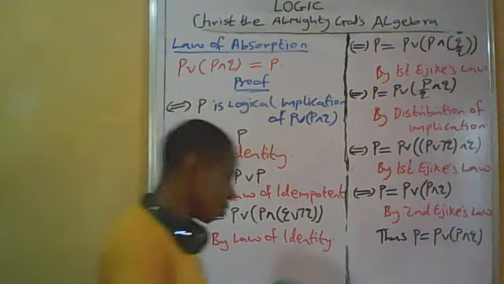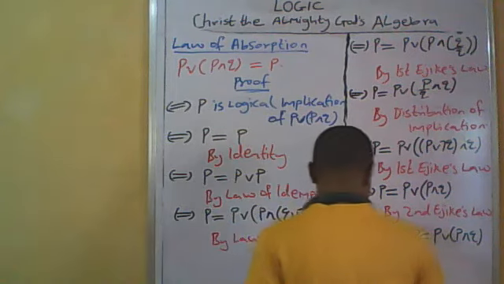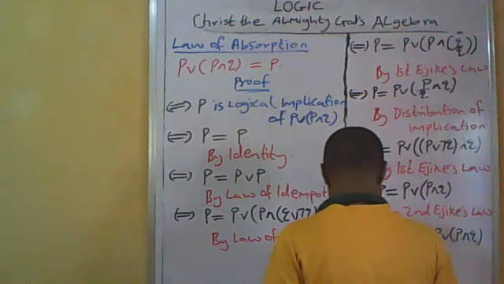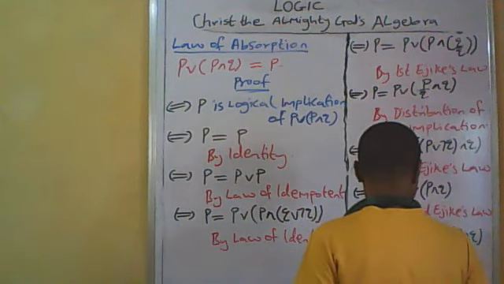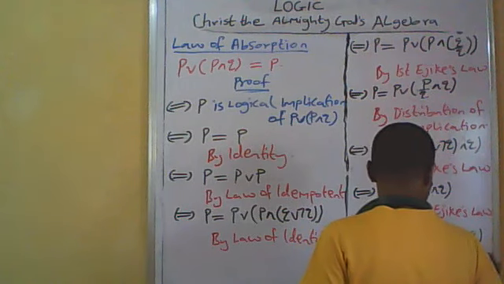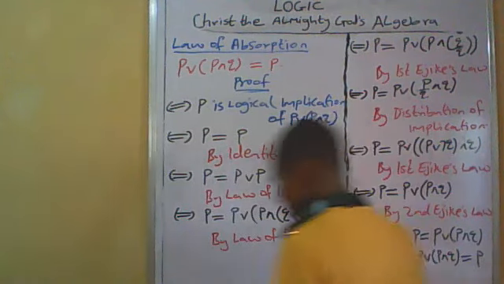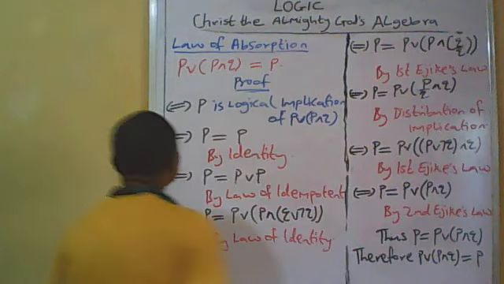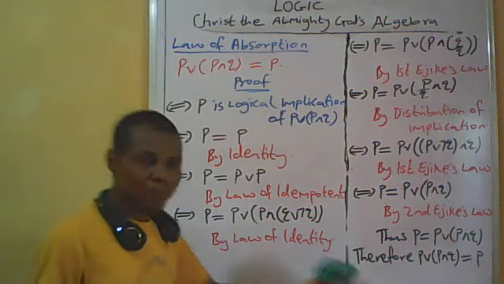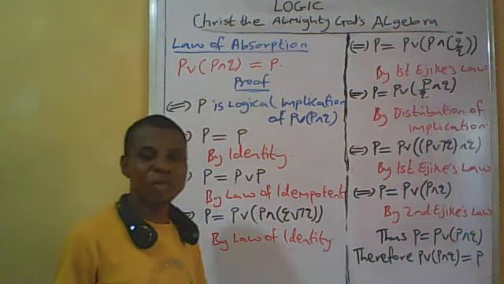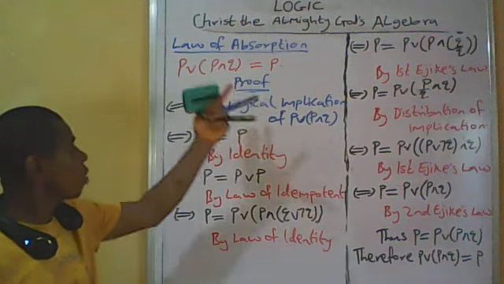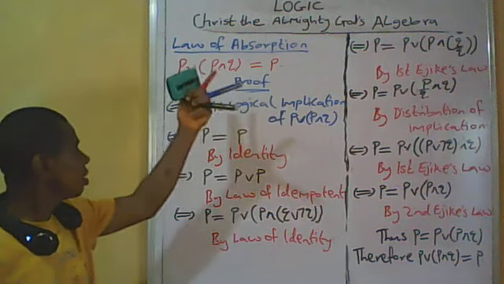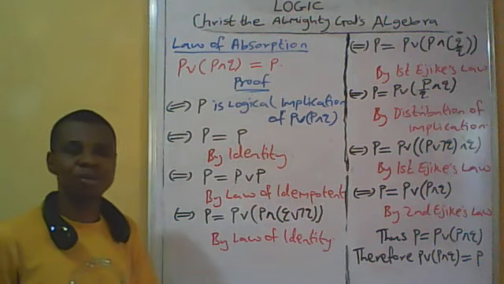Then we conclude, therefore P or (P and Q) is equal to P, the law of absorption by disjunctive statement. So we have now proved that the law of absorption by disjunctive statement exists.